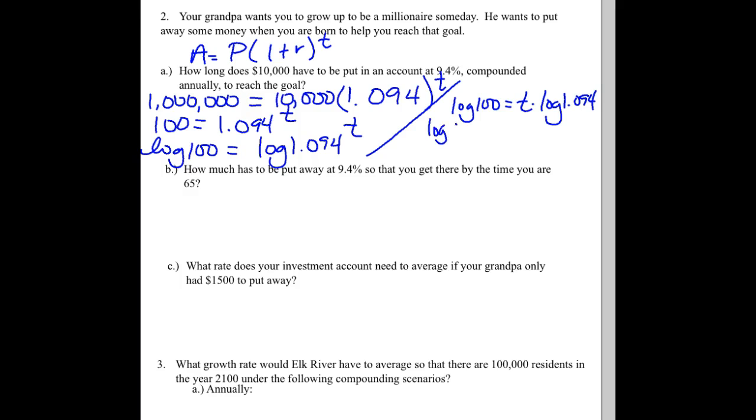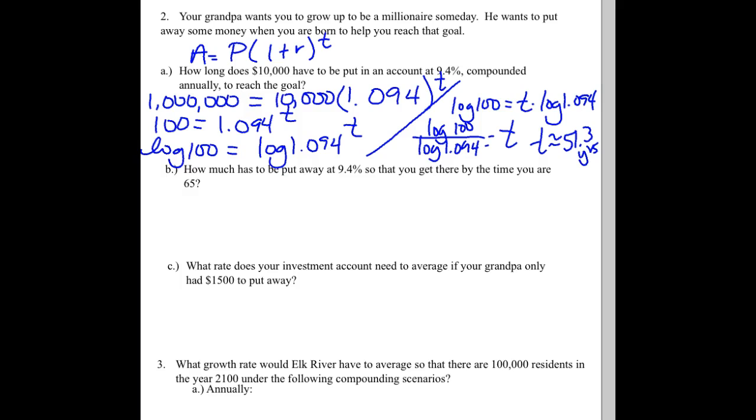So we've got the log of 100 equals t times the log of 1.094, and then we'll divide that log piece over. So with your calculators, log of 100, what is log of 100? It is 2, right? 10 squared? Okay, so we could just put a 2 in there, divided by the log of 1.094. So how long does it take? 51.3 years. Anybody getting that? Okay, so if he puts this in when you're born, 51 years later, he gives it to you, you're a millionaire.